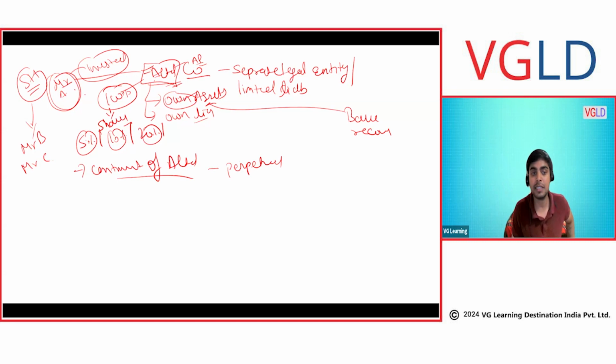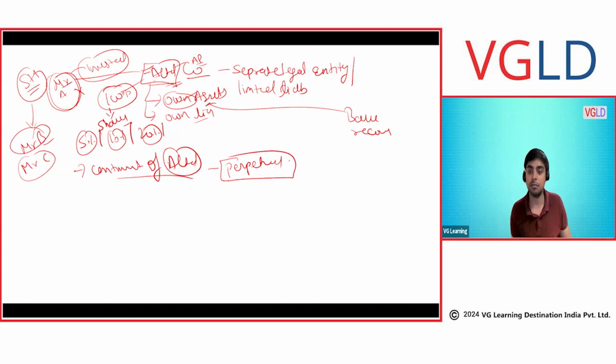Let's say Mr. A dies, or let's say Mr. B comes up and takes up his business, and Mr. C also joins the business. Unlike a partnership or a sole trader, A Limited will continue. So this has a perpetual succession. Perpetual succession means that it will not close. It will not be closing the business unless you close A Limited.